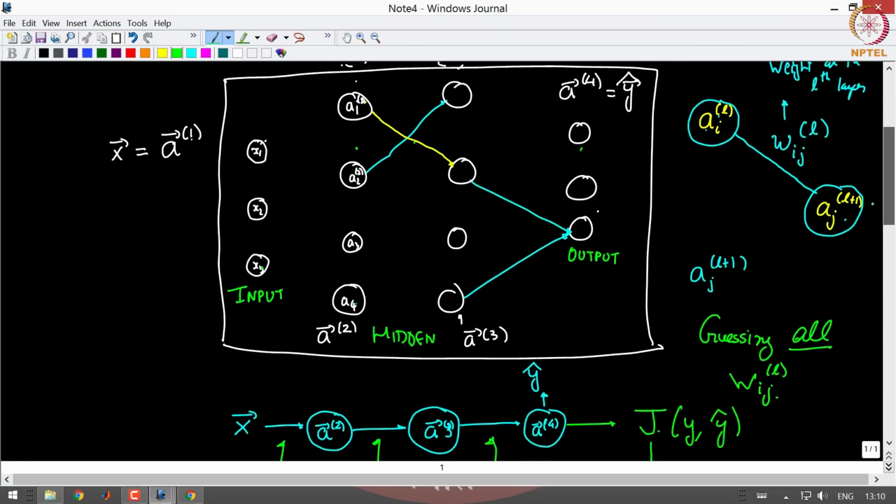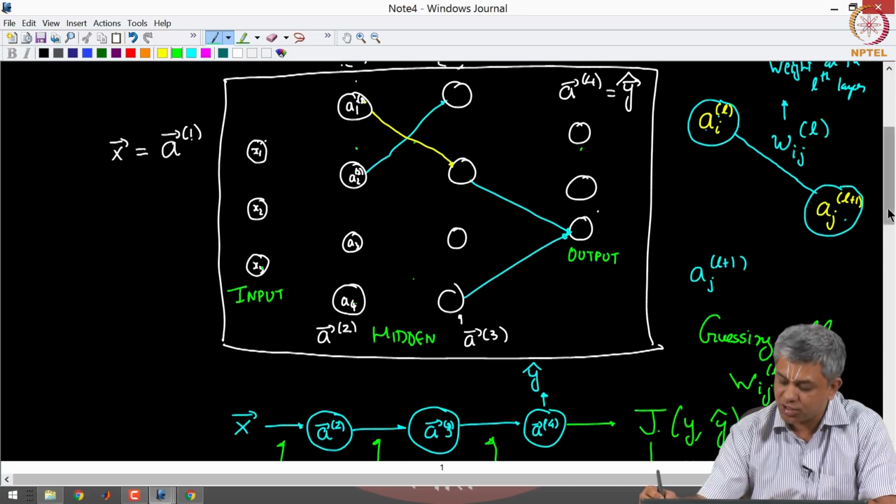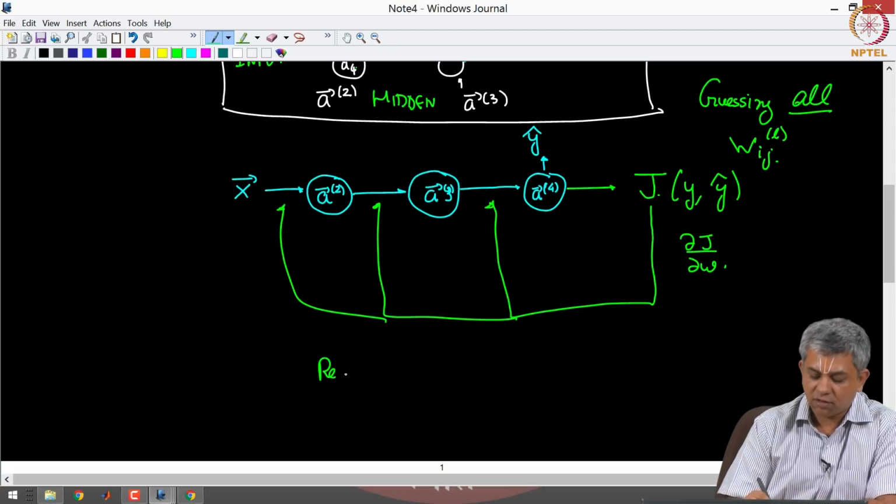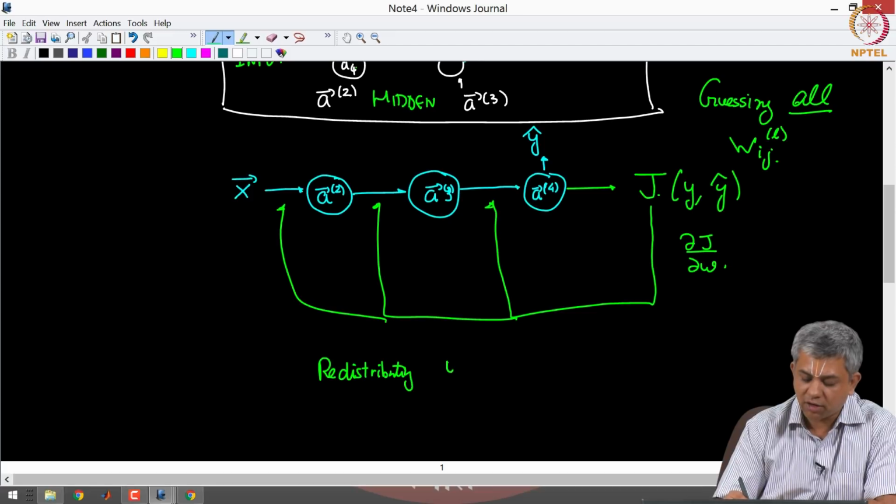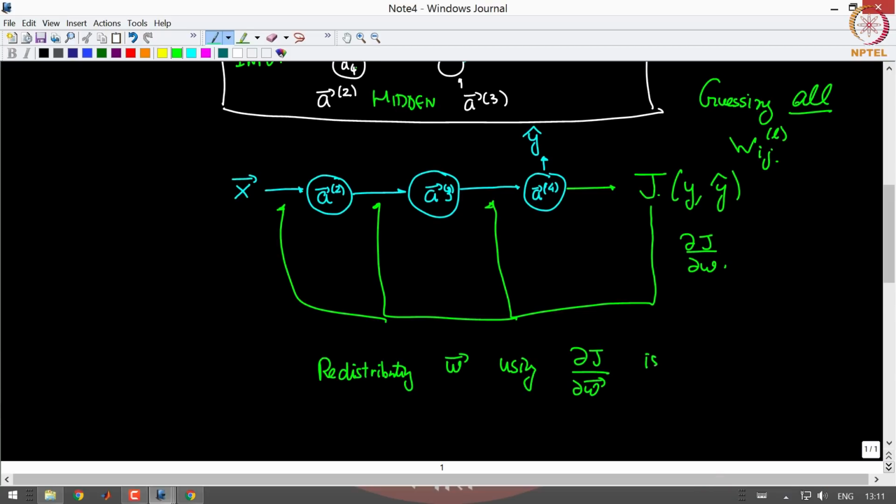Remember that some of the weights are just here, some of the weights go back here, some of the weights go back here. Okay. So, this procedure of redistributing W using del j del W is of course called gradient descent, but just calculating del j del W is called back prop, or back propagation more formally for neural networks.